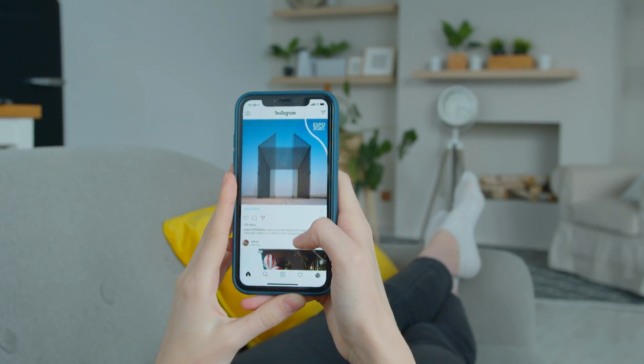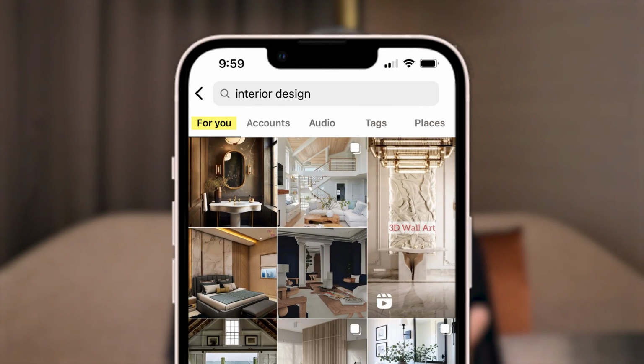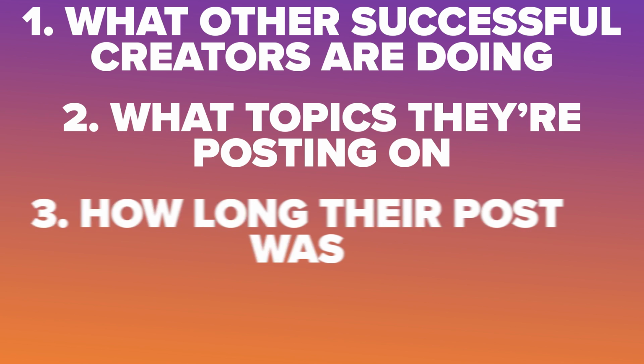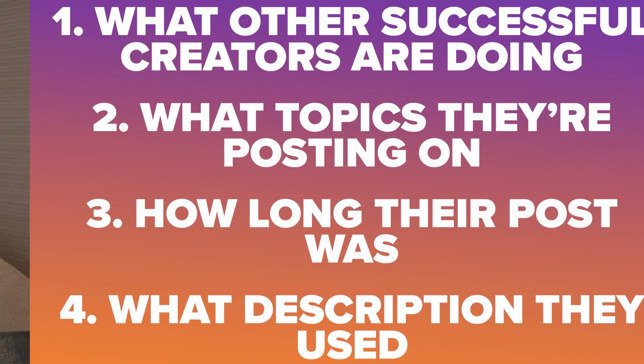Click into one of those photos or click into one of those reels, and you need to start scrolling, because what you just did was change your search bar into a For You page that only has content that's relevant to the topic that you just searched on, and this is going to show you several different things. One, what other successful creators are doing. It's going to show you the topic, it's going to show you the length of their post, it's going to show you how long their description was, and so much more. And you need to make sure that you take that information and implement it into your content.